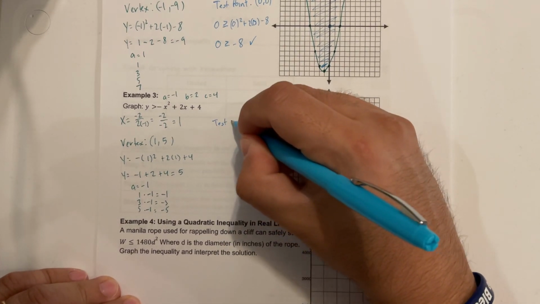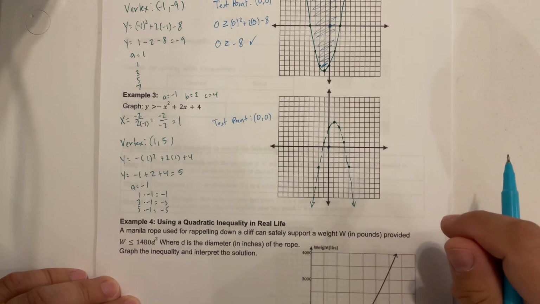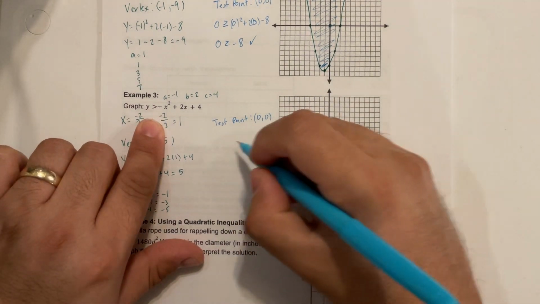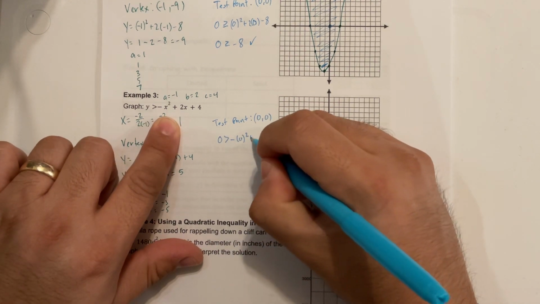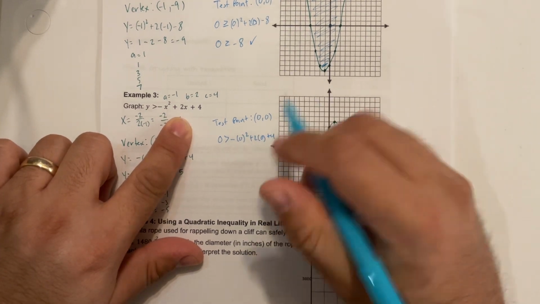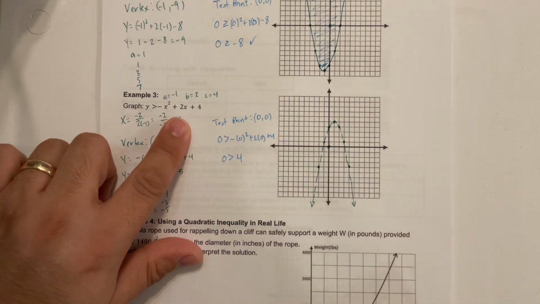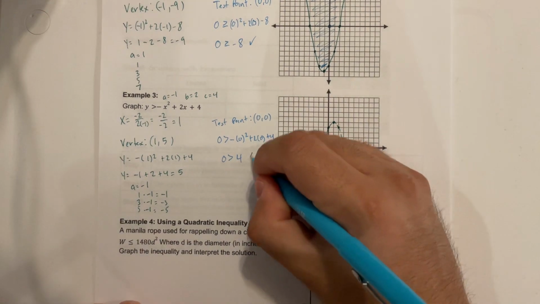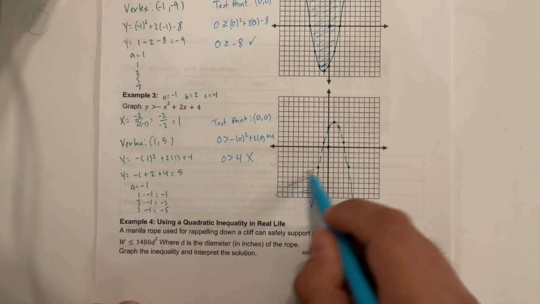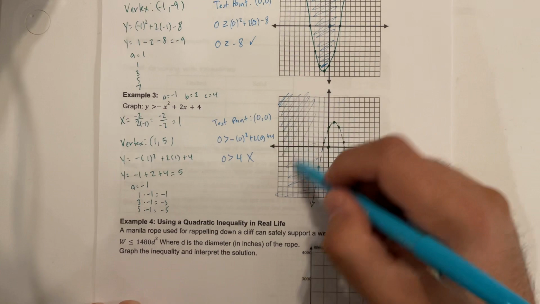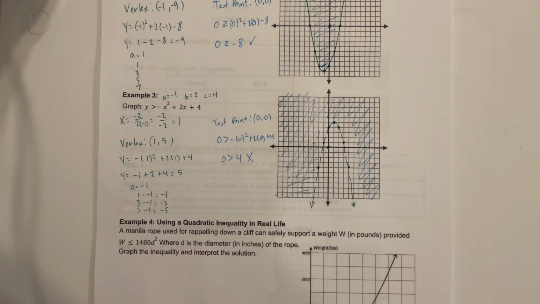So the test point is 0, 0. Okay, we're going to plug it into our quadratic inequality. So 0 is greater than -0 squared plus 2 times 0 plus 4. So 0 is greater than, that cancels 0, 0, and we have a +4. Is 0 greater than 4? That is not true. So since it's in here, we shade on the outside of the parabola since it's not a part of the solution set. And there is my quadratic inequality graph.